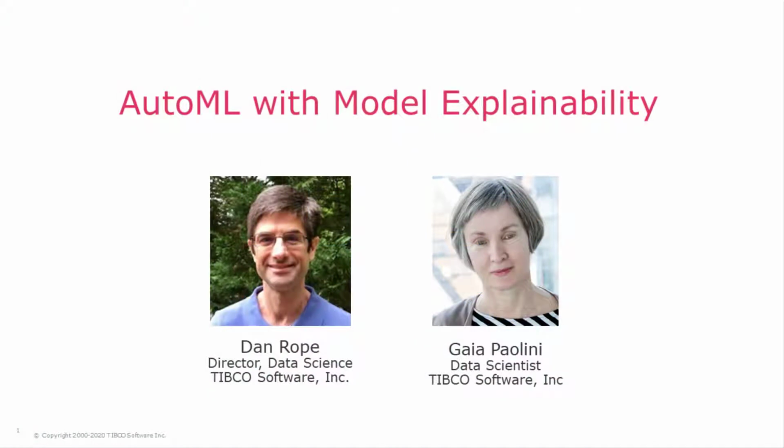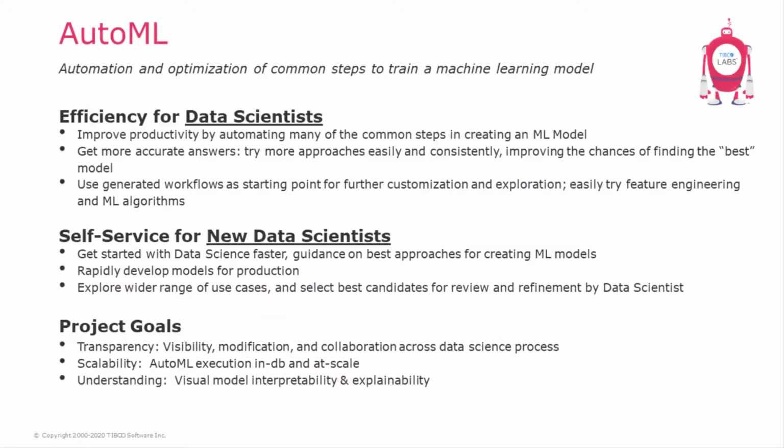Today we're going to show you some of our latest features for AutoML, including model explainability. So, what is AutoML? Well, if you think of machine learning as really a process with several steps for training a predictive model, AutoML is the automation and optimization of several of these steps.